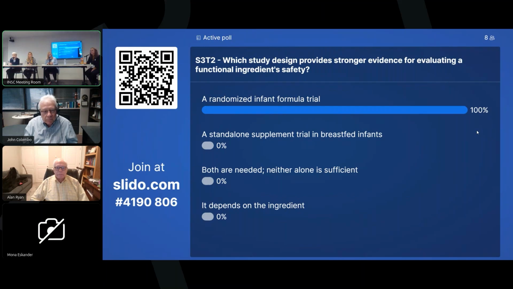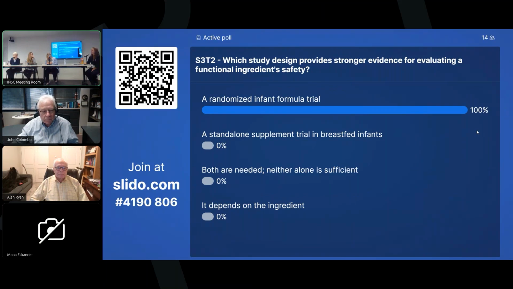Yeah, and on the practical side, coming from the supply chain world, we know that the manufacturing process could potentially change the identity of the ingredient and its stability. So it would be difficult to draw conclusions from a study like that. Again, going to totality of evidence, it can support, but standalone is not sufficient.